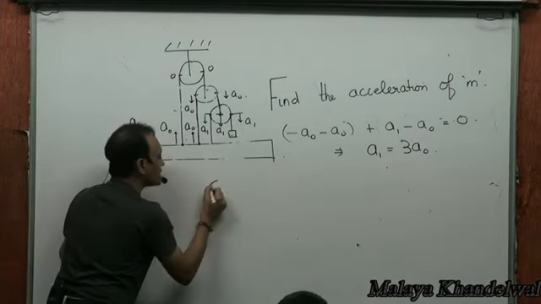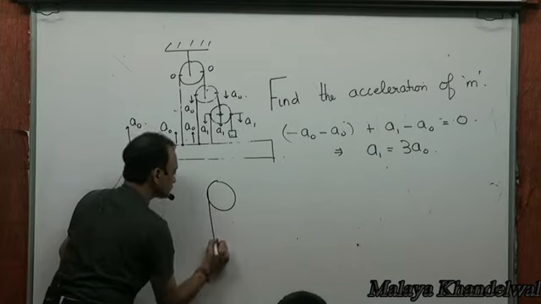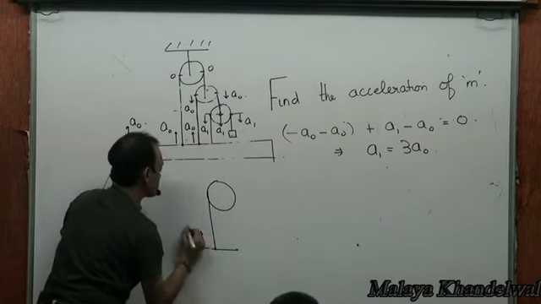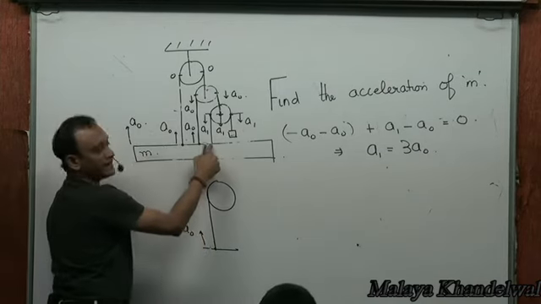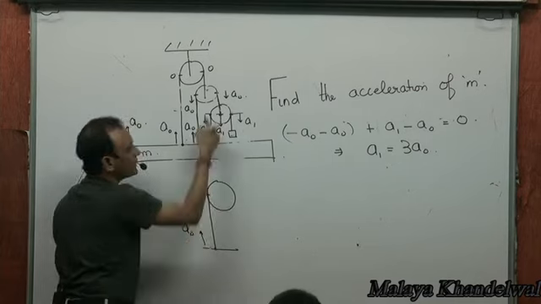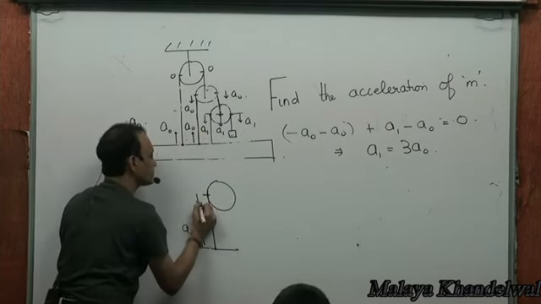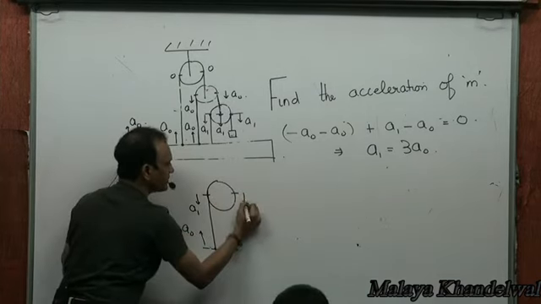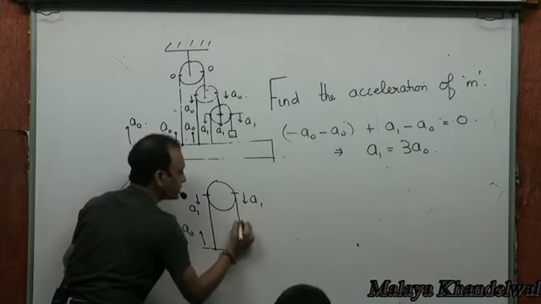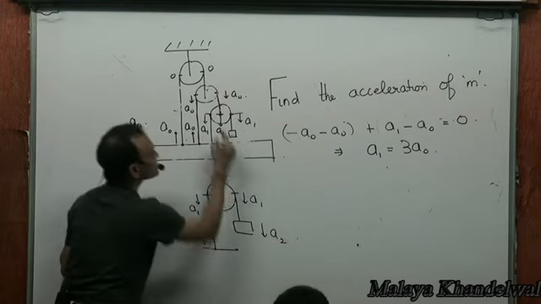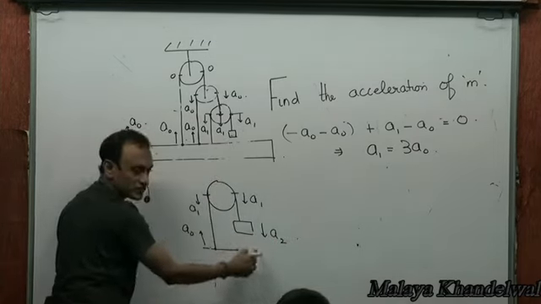Now this last one. In this last pulley, this end has an acceleration a naught. This has an acceleration a1 downwards. This end has an acceleration a1 downwards. And this block has an acceleration a2. This is the block. This has an acceleration a2.